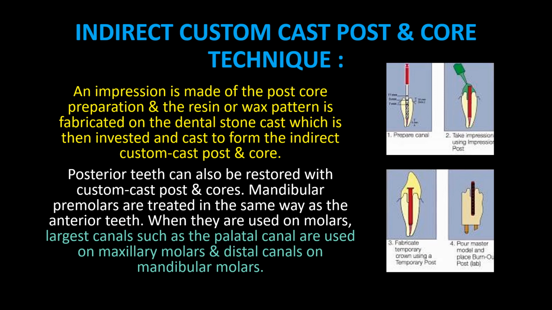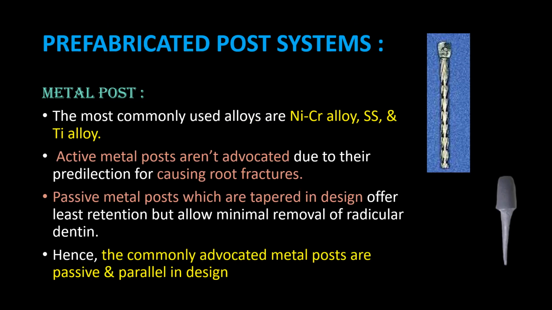Indirect custom cast post and core technique. An impression is made of the post-core preparation and the resin or wax pattern is fabricated on the dental stone cast, which is then invested and cast to form the indirect custom cast post and core. Posterior teeth can also be restored with custom cast post and cores. Mandibular premolars are treated in the same way as the anterior teeth. When they are used on molars, the largest canals, such as the palatal canal on maxillary molars and distal canals, are used.